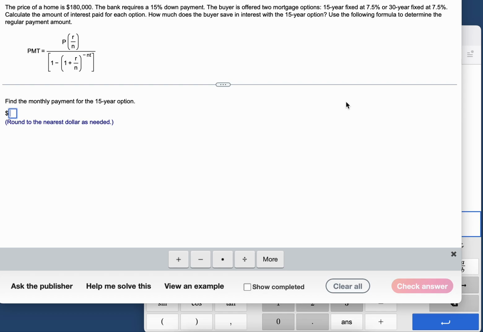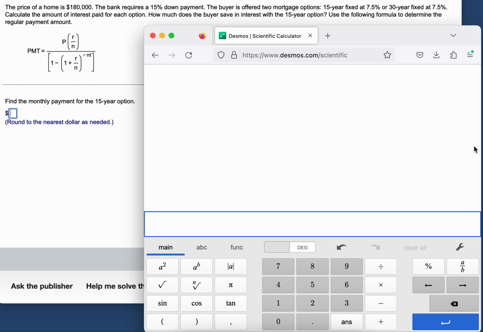To solve this problem about monthly mortgage payments, I'm going to use the Desmos scientific calculator, this thing. I'll do this because this is a very complicated formula and I can enter this directly into here. All right, so in this problem, we need to know the size of the mortgage, that's P, R is the interest rate, N is the number of times that we're making payments per year, and T is going to be the length of the loan.